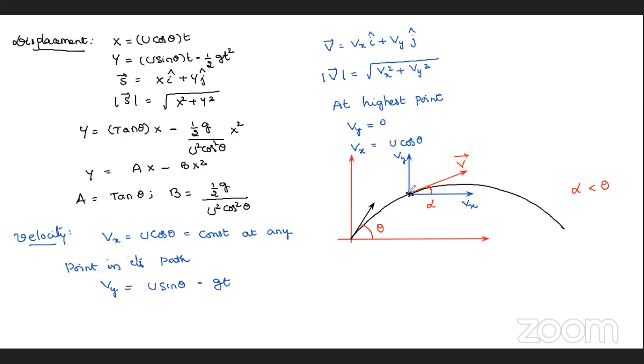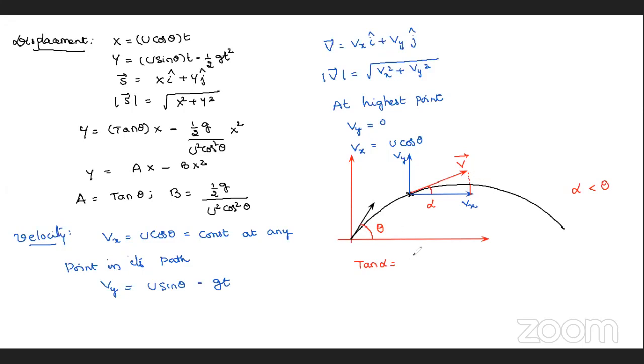So here, if they ask in the exam how to find alpha, it is very simple. Using some mathematics, if I write tan alpha, usually you say opposite side by adjacent side. Who will come here as the opposite side? Is it Vy or Vx?